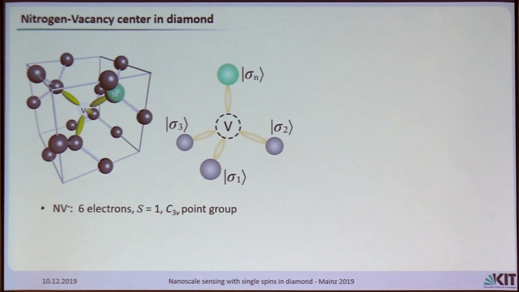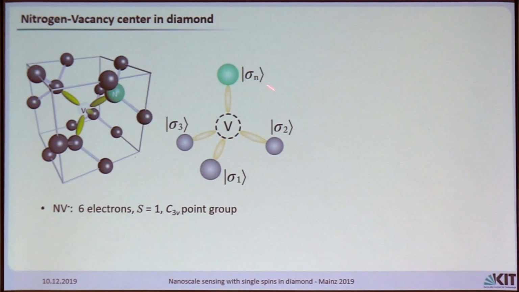And usually it exists in different kinds of charge states. So just by taking care of the valence electrons of nitrogen and carbon, it would count 5 electrons, but the NV center is also a kind of trap for electrons from the environment so that we can have 6 electrons. This is called the negative NV center. And during the rest of the talk, I will only talk about this negatively charged NV center because this center is the one with these nice sensing properties.